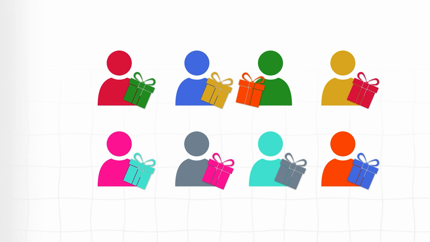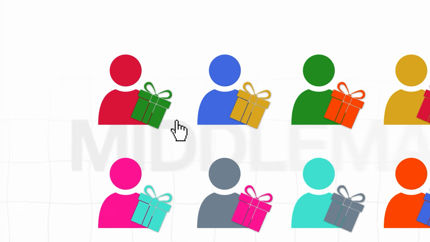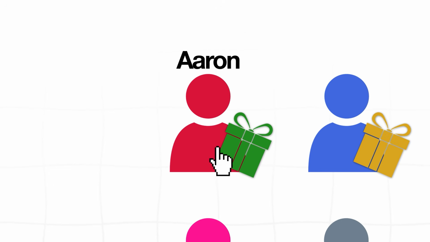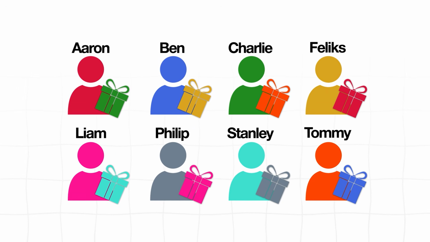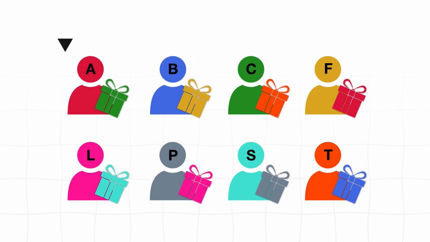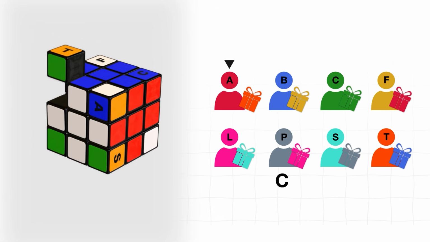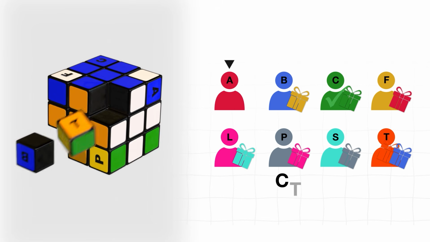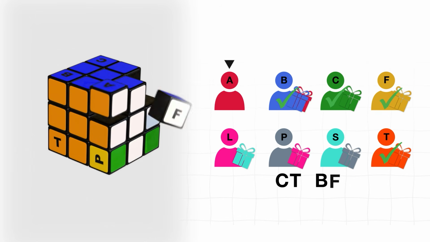One simple way to give all the gifts back is to have someone act as the middleman. Let's pick this guy and call him Aaron. And while we're at it, we'll give everyone else a name too and just shorten them all to one letter. So here's how it works. Aaron gives his gift to the person it belongs to, then takes whatever gift they were holding, and you just keep repeating that until Aaron gets his gift.